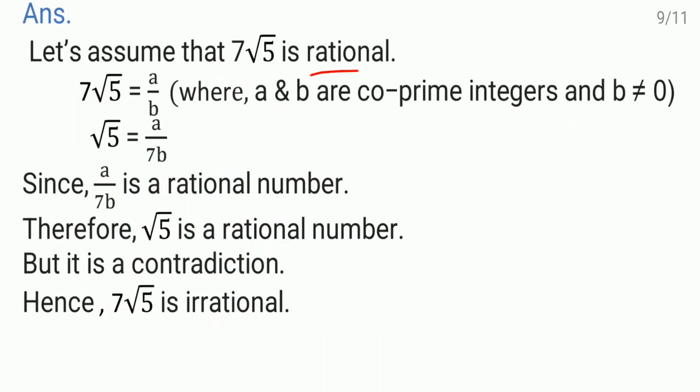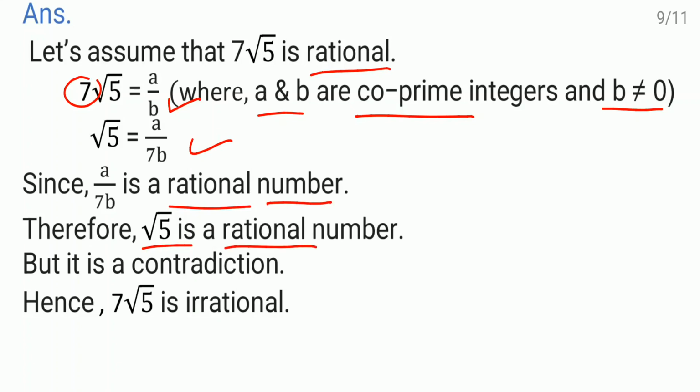First we assume this is rational. So we have written it equal to a by b. a and b are co-prime integers and b is not equal to 0. This 7 came down here to the RHS. a by 7b is a rational number. Therefore, root 5 is also rational. But it is a contradiction. Therefore, 7 root 5 is an irrational number. Correct? Come to the next one now.